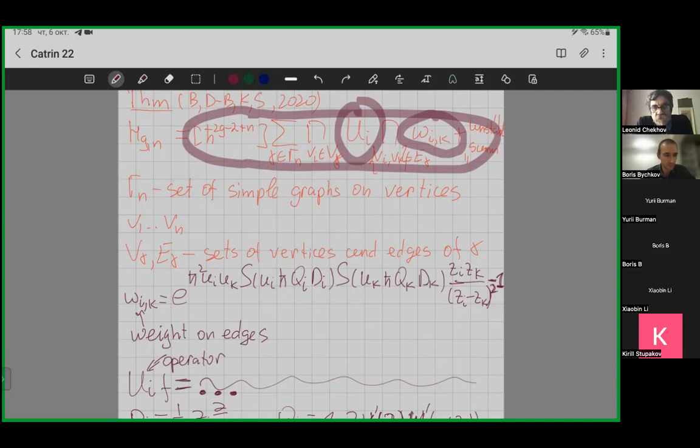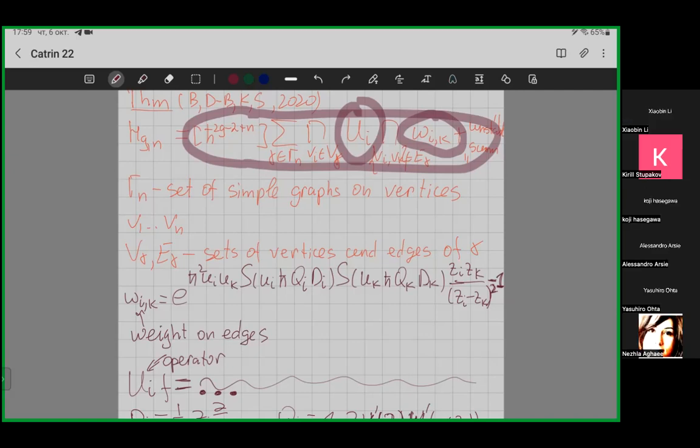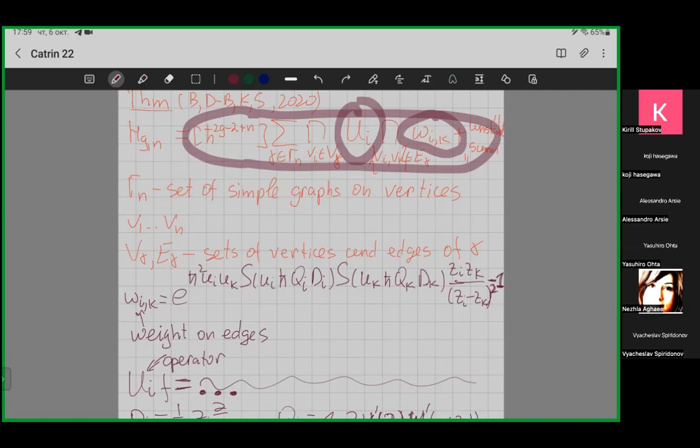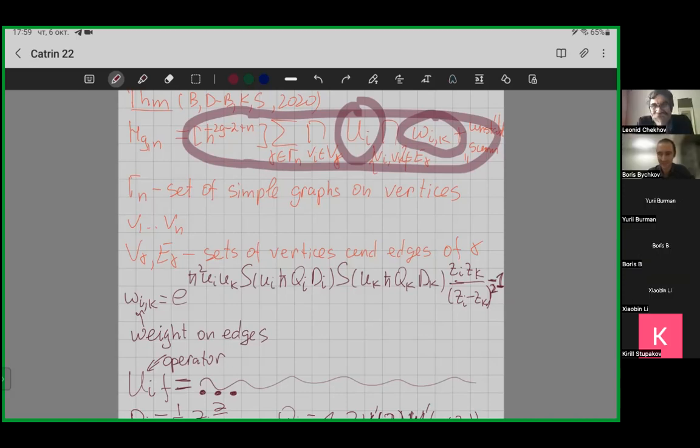So yes, we know how to deal with this stuff. But about the Givental formalism here, I don't know yet. I was asking Sergey Shadrin about a month ago about that, but I didn't understand his answer. Sorry. Okay.